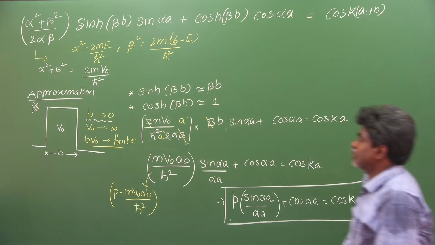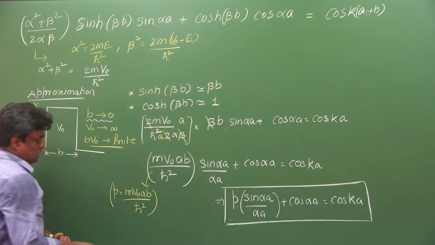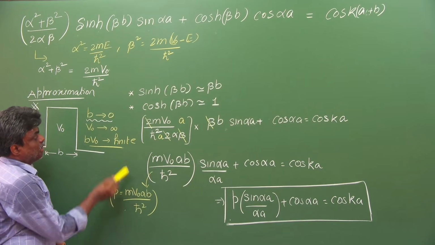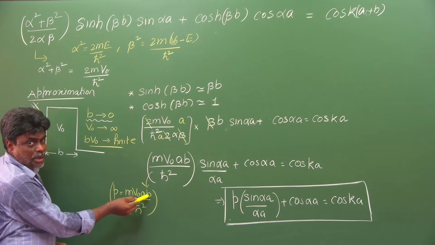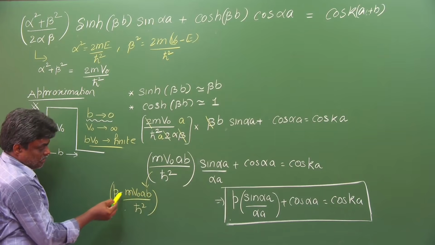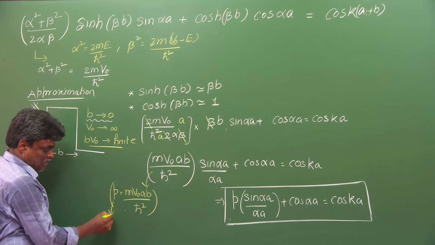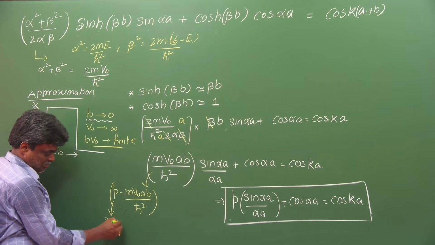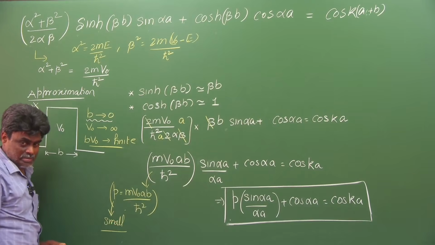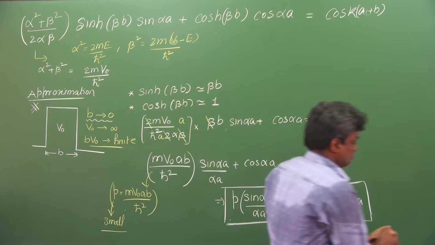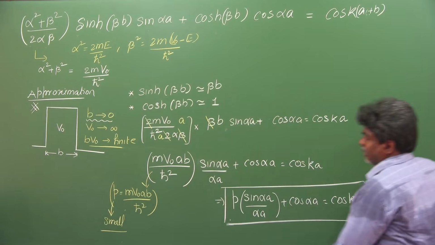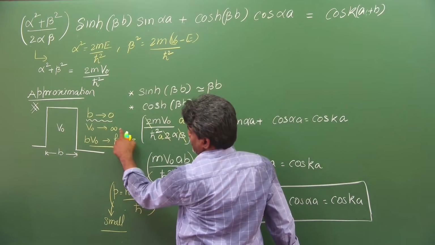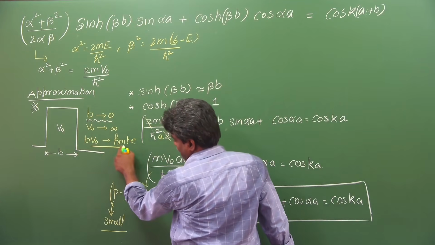Shall I ask one question here? Everyone please see. V naught you have taken infinity, b you have taken tending to 0. That's why this P value is small or large? Just remember that. You have already defined b tends to 0, V naught tends to infinity, but b V naught is finite.